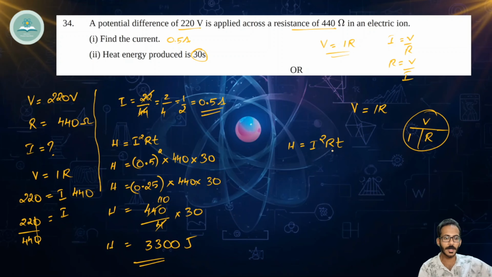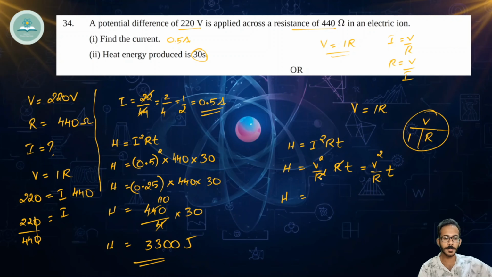Here we were able to use this equation because resistance, time and current, everything was available. Suppose it's not available, we have other equations as well. H is equal to, instead of I, substitute I is equal to V by R. Then we'll have V square by R square into R into T. Here one R and R will get cancelled. Remaining is V square by R into T. This is another equation to find out heat.